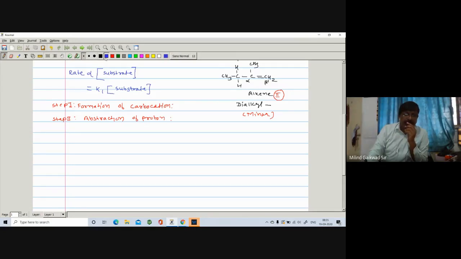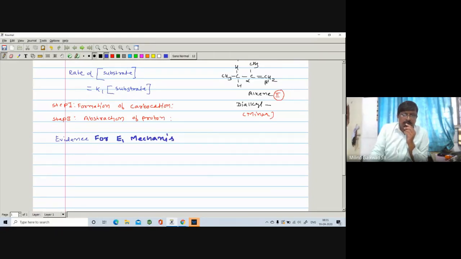So let us see the next point. The next point is the evidence for the mechanism. Evidence for the E1 mechanism, right?